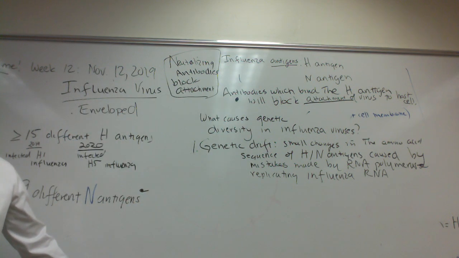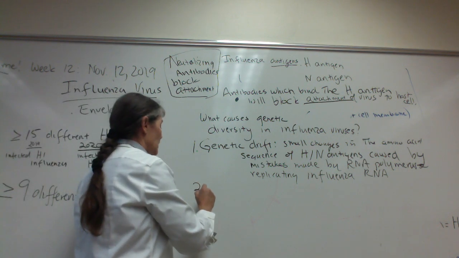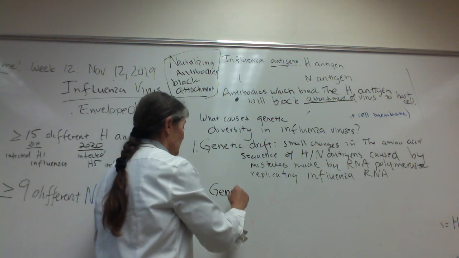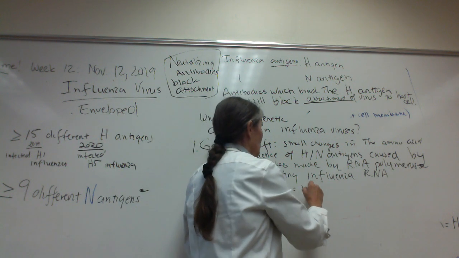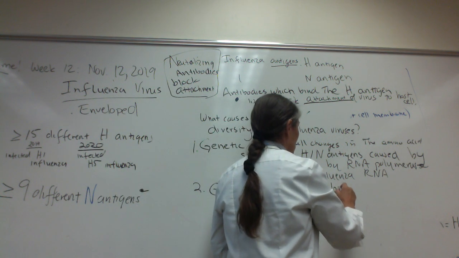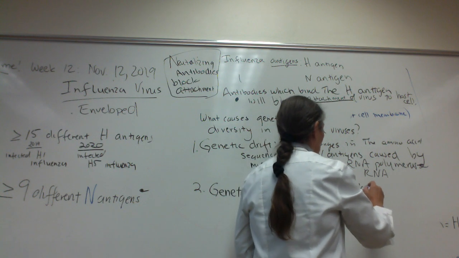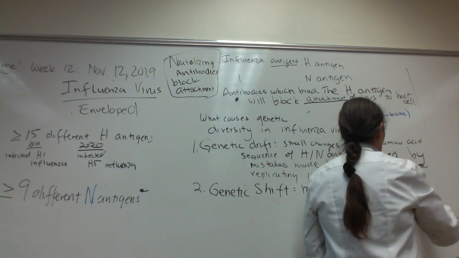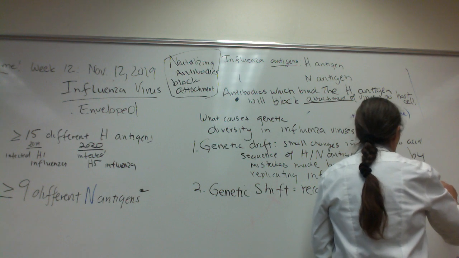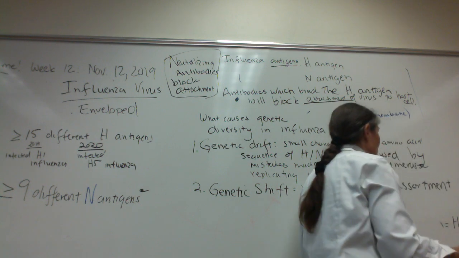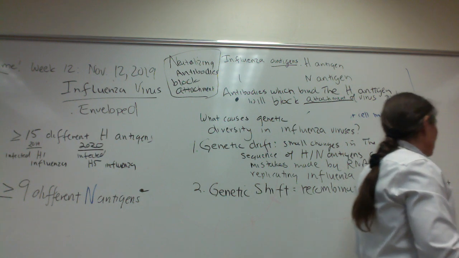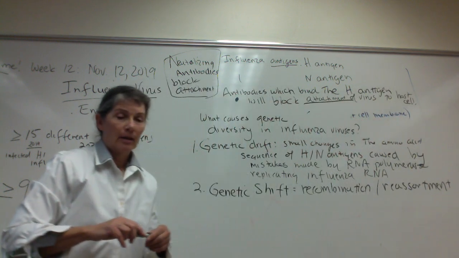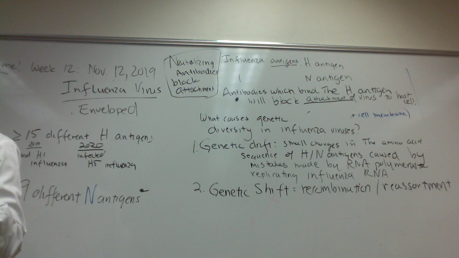It's this next phenomenon, you guys, that's really scary for us humans. And this next phenomenon is called genetic shift. And this is really scary. It's called recombination or reassortment. And what is scary about it, folks, is that two different strains of influenza virus can infect the same host.